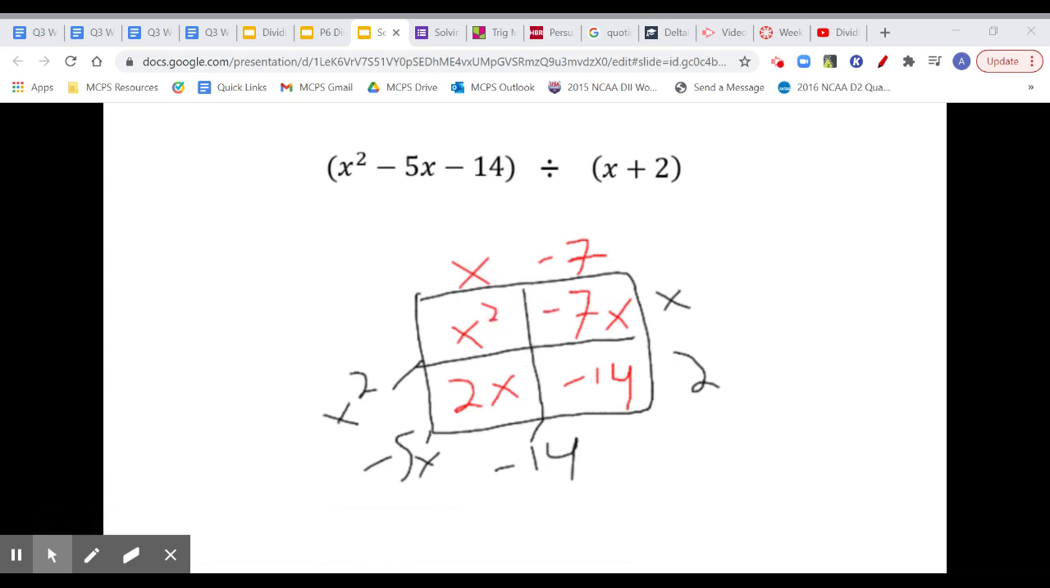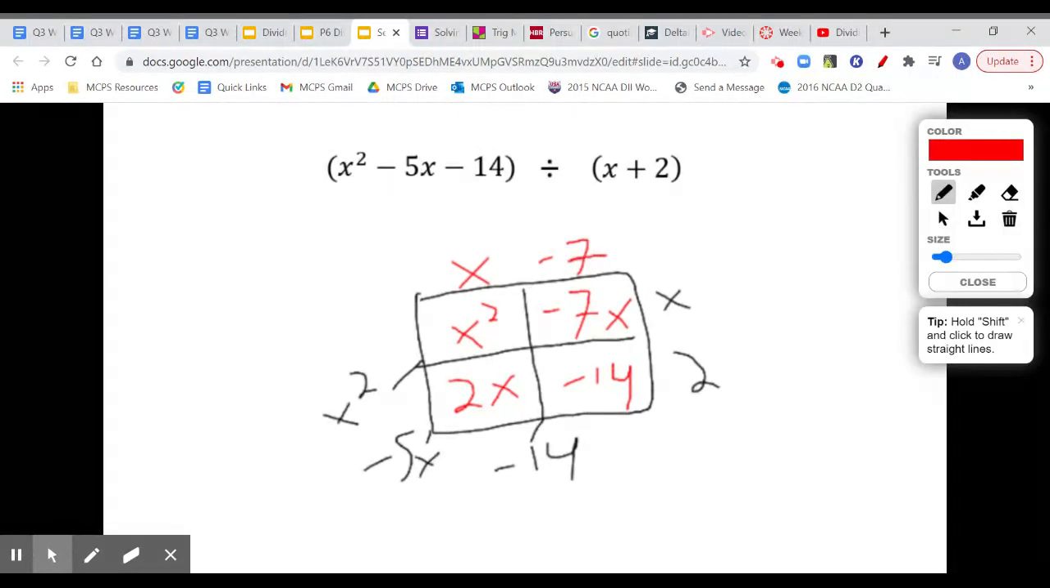To start talking about polynomial division with remainders, we're first going to look back at an example that does not have a remainder. So this was the example that we covered today in the warm-up. And as you may notice, and as we've talked about, when you use this area model, the diagonals match what is written on the outside.